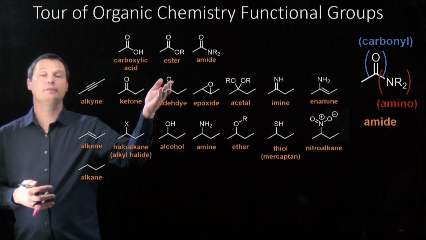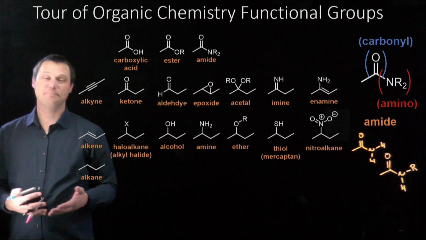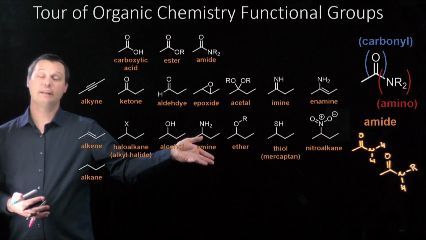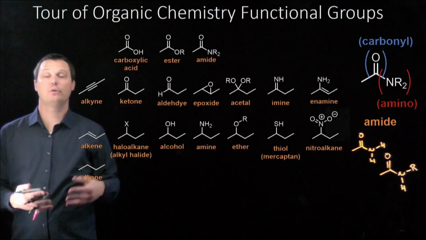At any rate, the amide functional group is a carbonyl with an alkyl chain on one side and an amino group on the other side. And you guessed it, it doesn't matter if the nitrogen has two hydrogens or one alkyl group and one hydrogen or two alkyl groups attached. These are all kinds of amide.